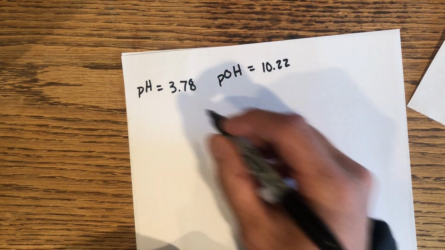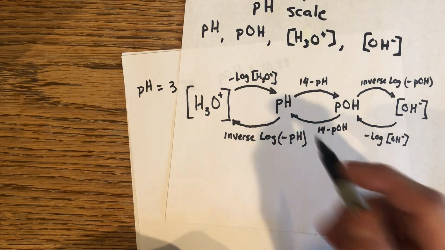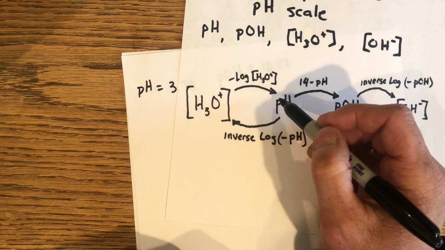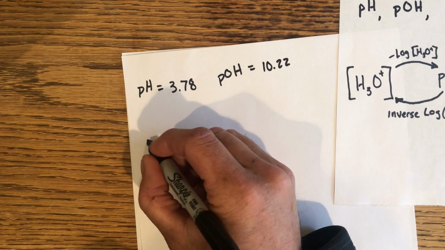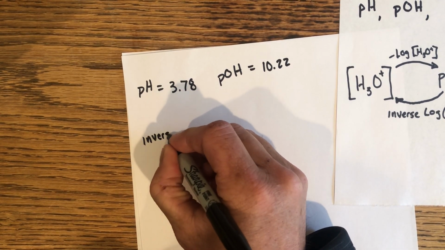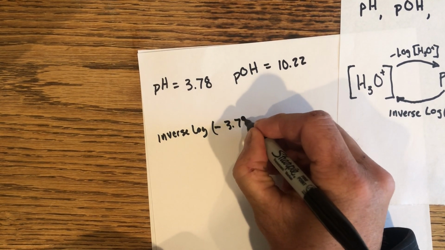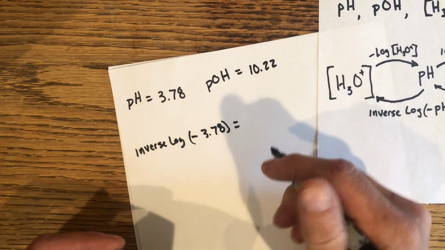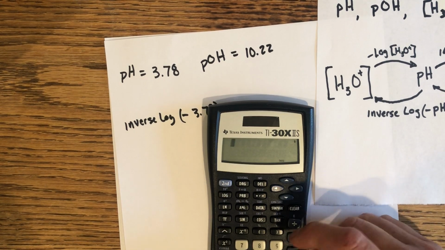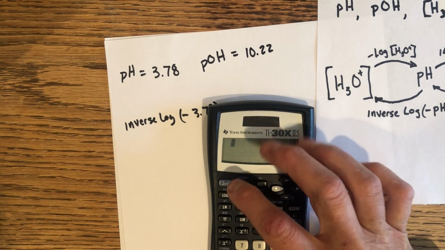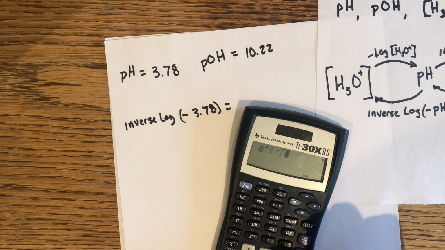So the H3O plus, our hydronium ion concentration, hydrogen ion concentration, we're going to take the inverse log of the negative pH value. So we're going to say inverse log of negative 3.78. And this is going to give us our molarity of hydrogen ions. With the inverse log, I'm sure you've done this before. Here you just do second function log, and then negative 3.78.